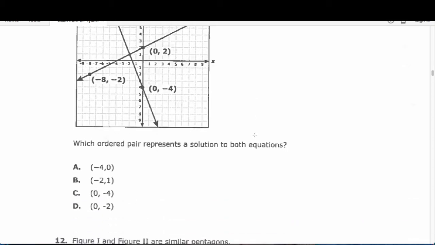Which ordered pair represents a solution to both equations? A. -4, 0. B. -2, 1. C. 0, -4. D. 0, -2.